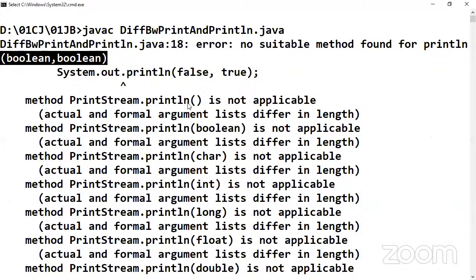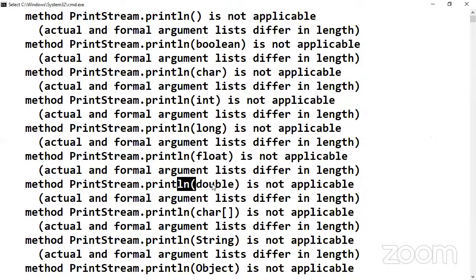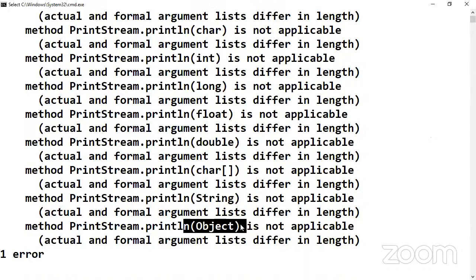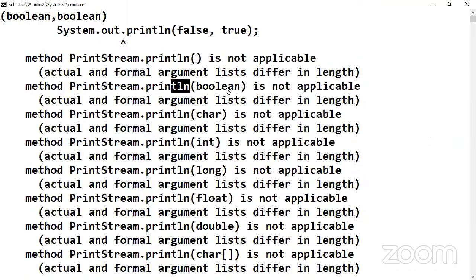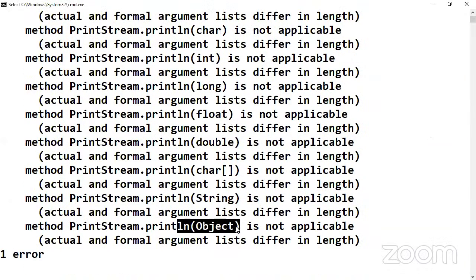Now println of no parameter. Please observe carefully. Println of boolean, println of char, println of int, println of long. We have long type values, float type values, double type values, char array type values, string type values, and also object type values. Totally how many parameter methods are there? 10 overloaded println methods are there. Println 1, 2, 3, 4, 5, 6, 7, 8, 9, 10 overloaded methods are there.